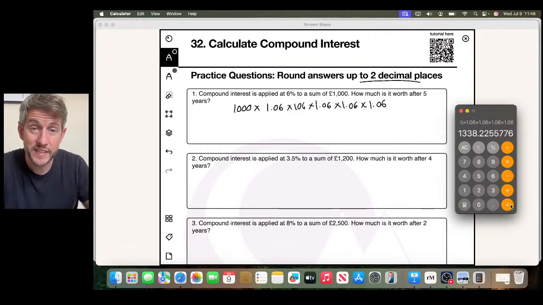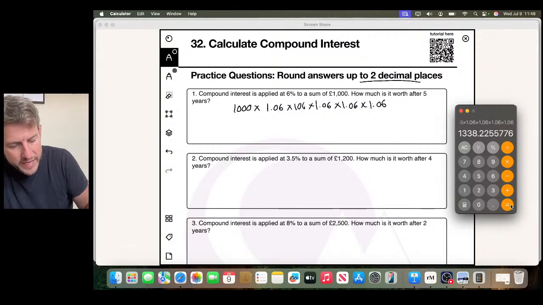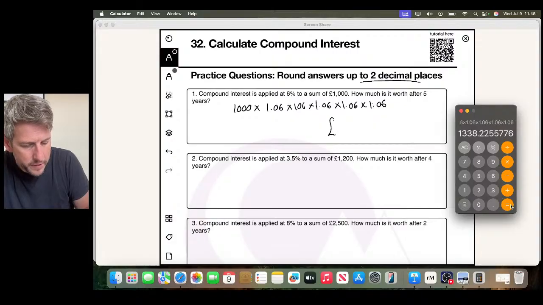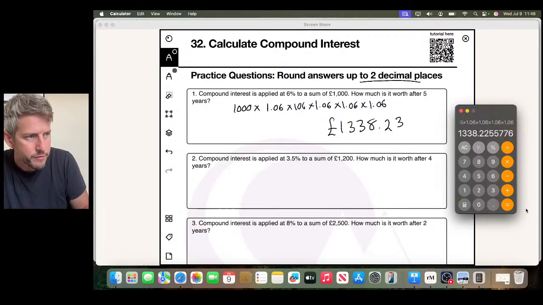That's because this is money. Money is pounds and pence. So here we go, the answer is £1,338.23.